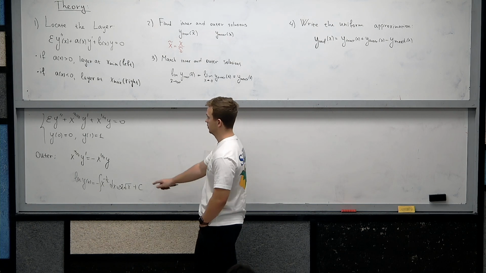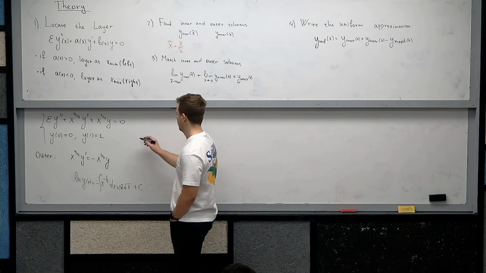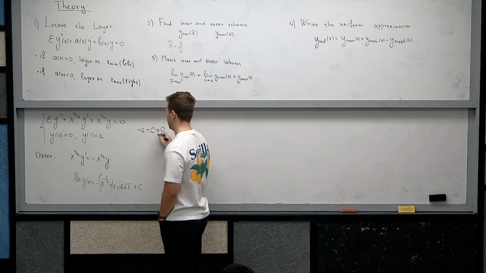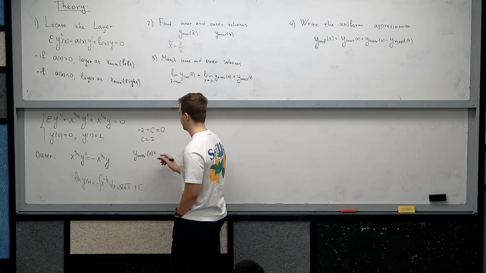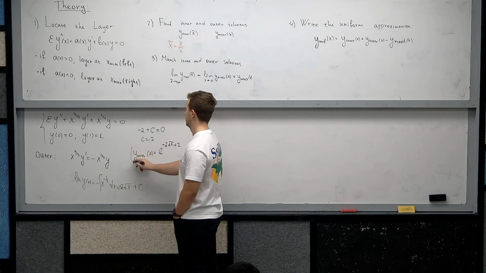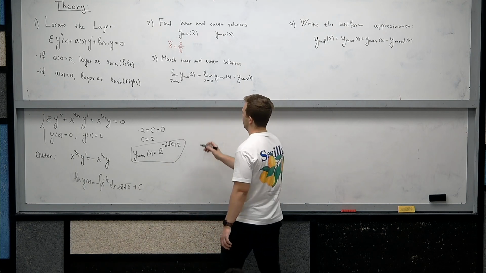Now let's use the boundary condition, and we have minus 2 plus c equals 0, so c is 2, therefore our solution is e to the minus 2 square root of x plus 2.